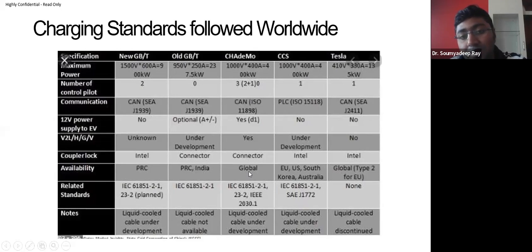Another thing is that CHAdeMO is available globally. GB/T is available in India. The EU, meaning European countries, and the US follow CCS. And if you see where these standards, GB/T, CHAdeMO and CCS, are coming from, all are coming from IEC standards or IEEE standards or SAE standards.